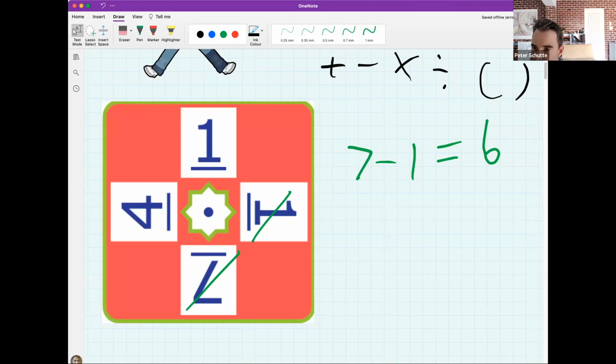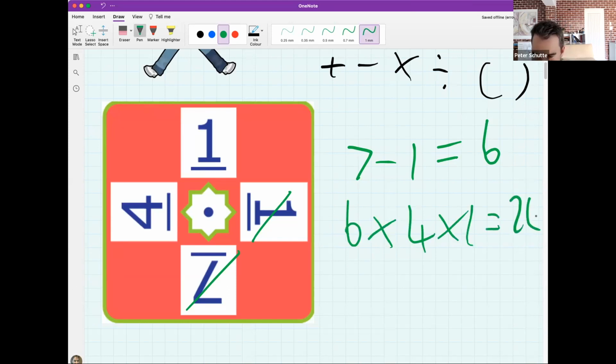What do you think? You multiply 6 by 4 and then multiply again by 1. Yep, you've got it. So with 1, you can do anything you like as long as you don't add it. You can divide by 1 or times by 1. So 6 times 4 times 1 gives you 24.